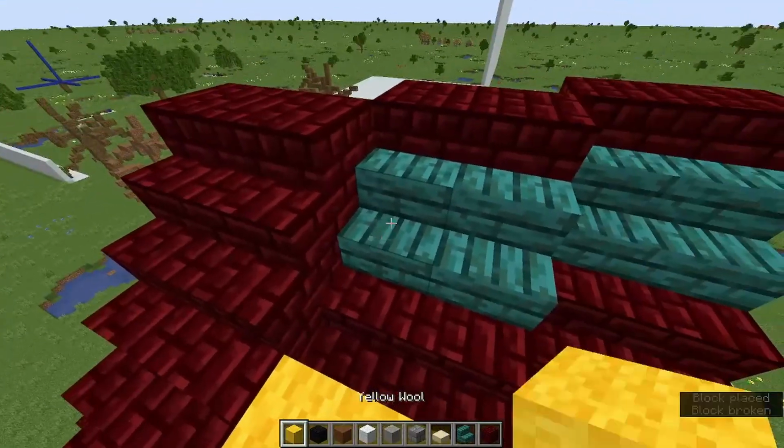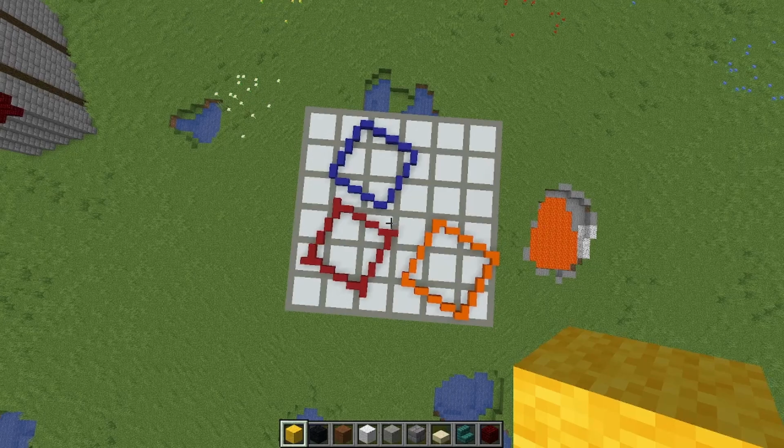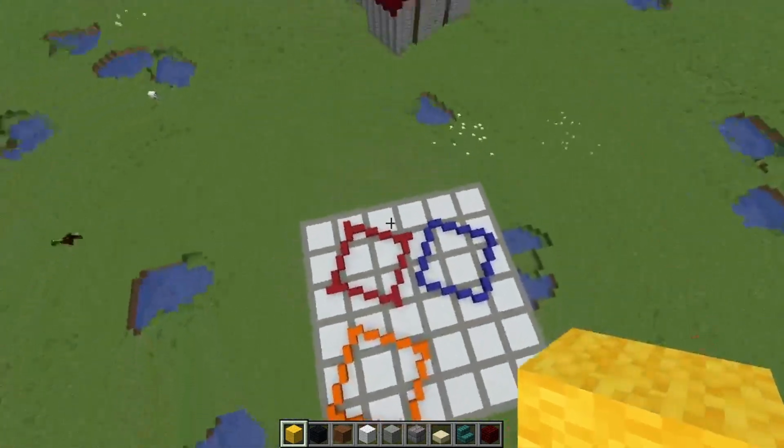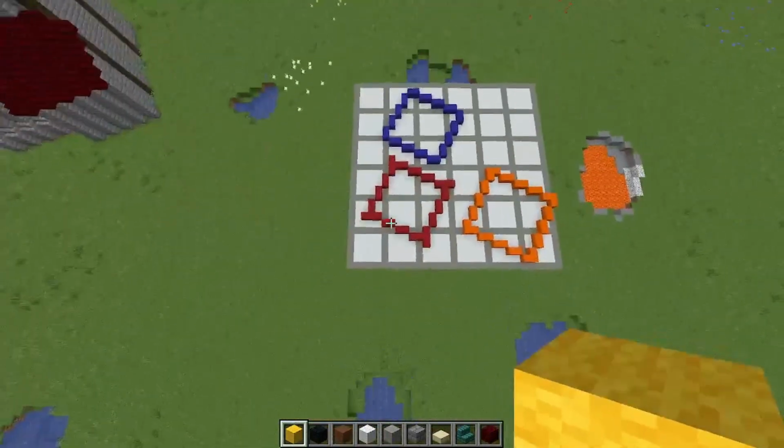So I hope that this video helped you lay the foundation for your 2 diagonal build, and also gave you some ideas on how you can design your roof on those different builds.